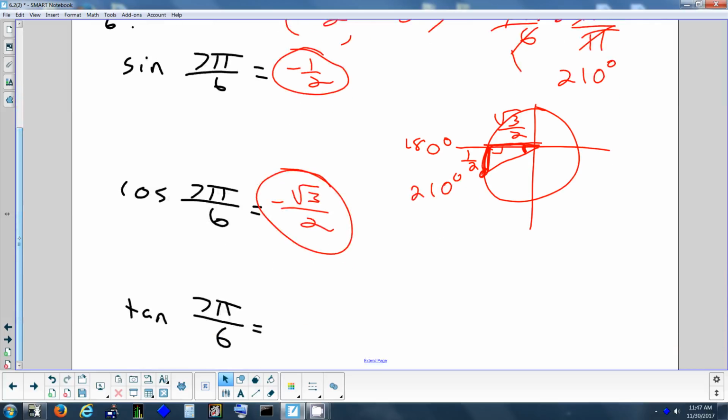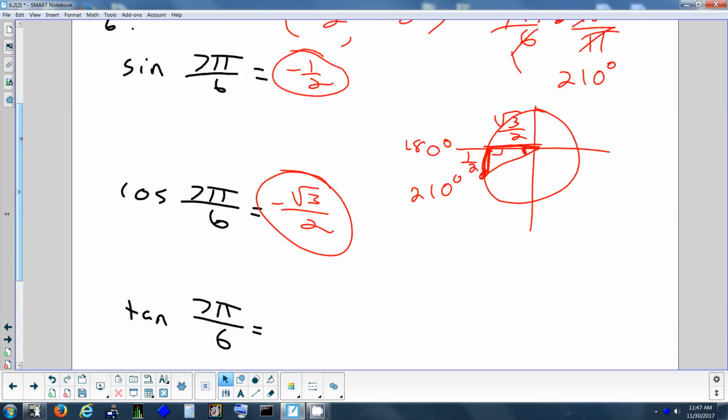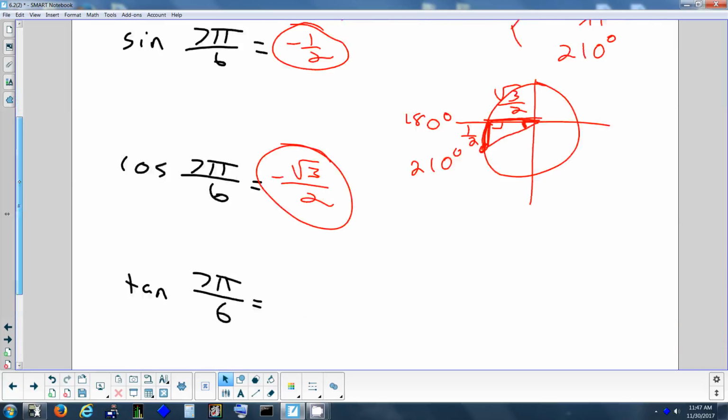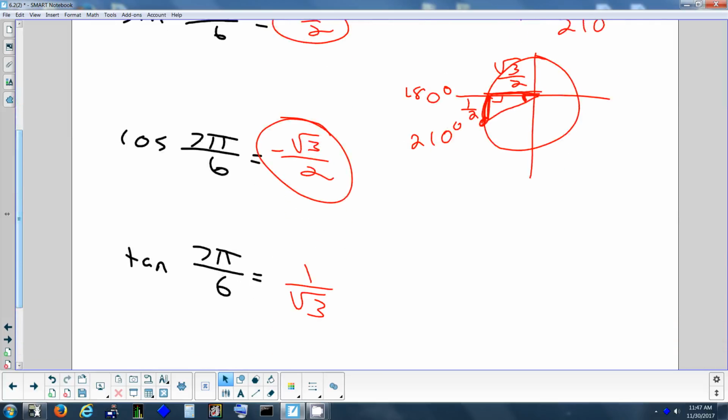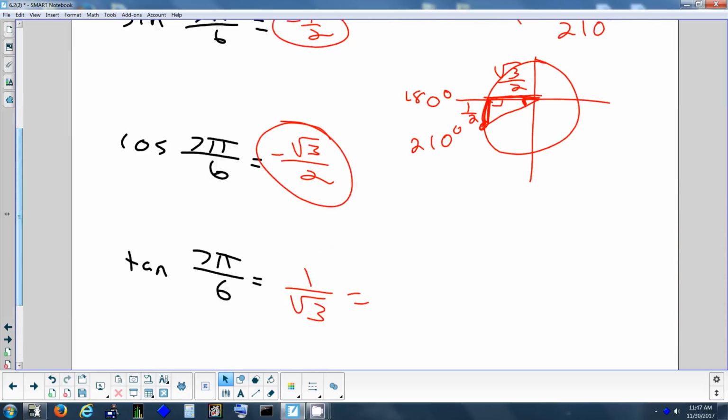And now the tangent, we're going to divide them. When I divide, what cancels out? The denominator and the negatives. So all you're left with is 1 over the square root of 3. Anyone remember what you get when you fix that? I think we did this earlier. Multiply the top and the bottom by the square root of 3, and you get square root of 3 over 3. Okay, any questions on that?